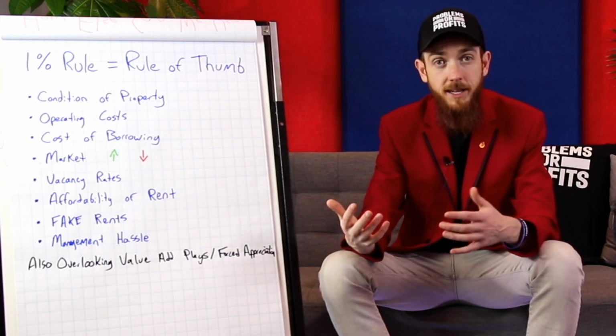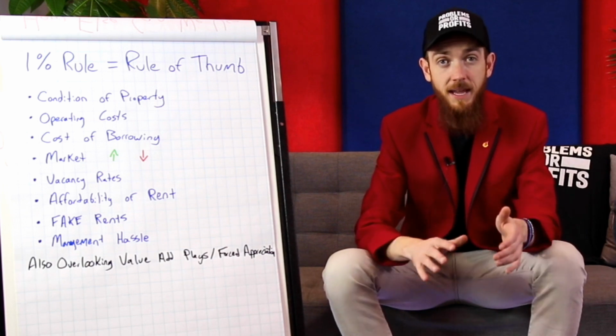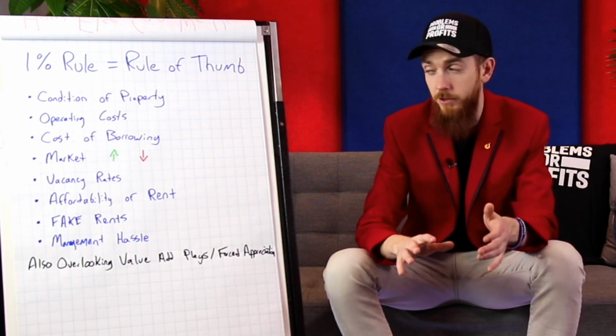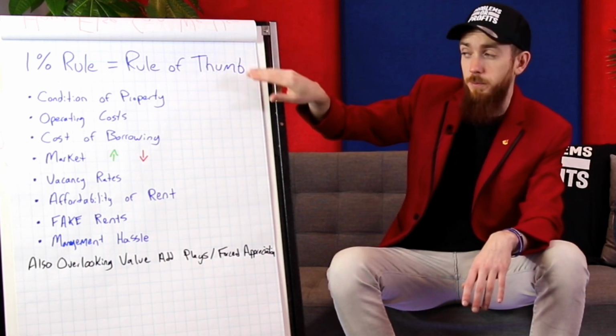This also can come into play, say, with condos. Some condos can have prohibitively high maintenance fees, prohibitively high condo fees, and that won't necessarily be represented if we're just looking at the 1% rule.